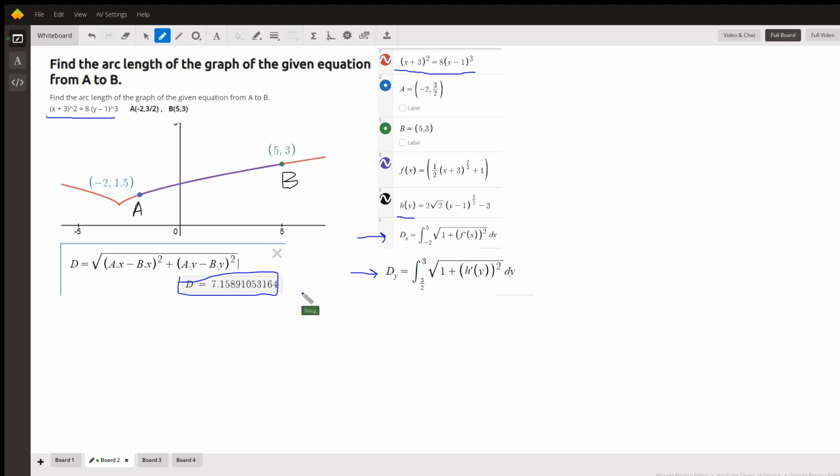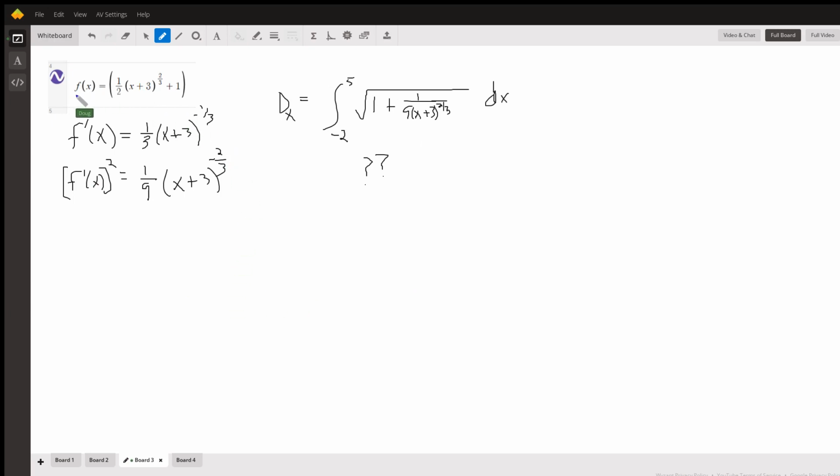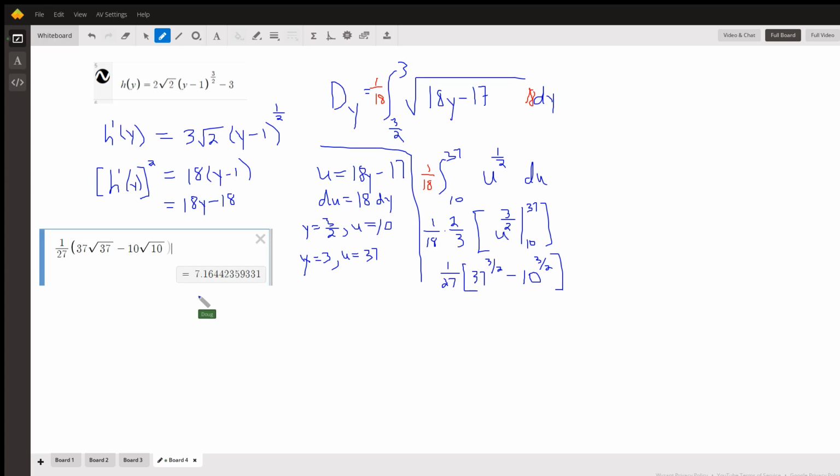Let's see what happens. I go to board 3. If I work with f of x, f prime of x is equal to this. Square that, and I get this. This is what goes in that formula for arc length, which I wrote as 1 over 9 times (x plus 3) to the 2/3. How do you evaluate or find an antiderivative for this? I'm not sure, and I'd rather investigate the other option before I go down that road.